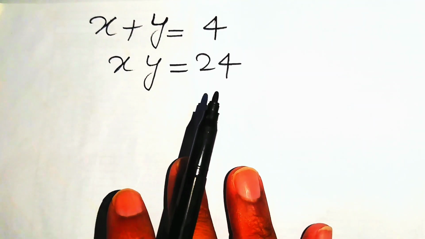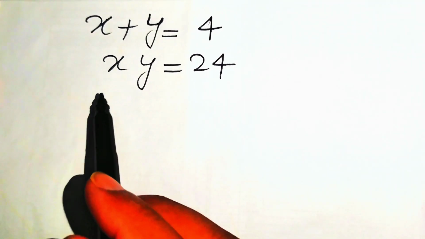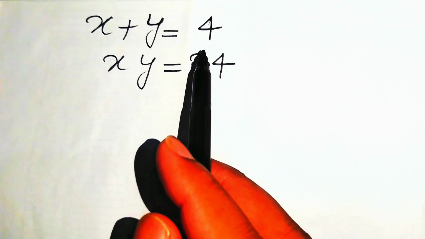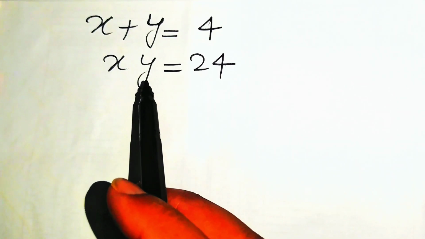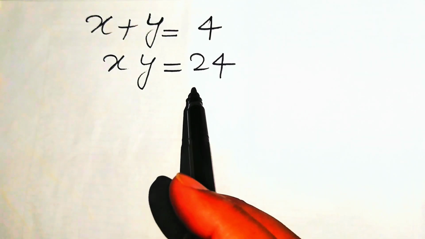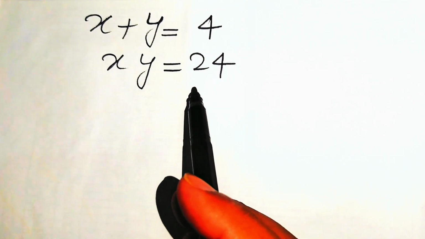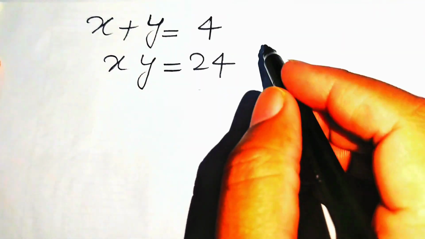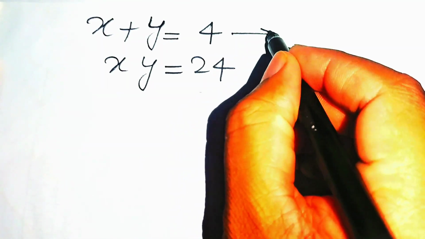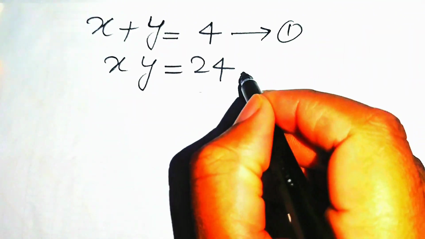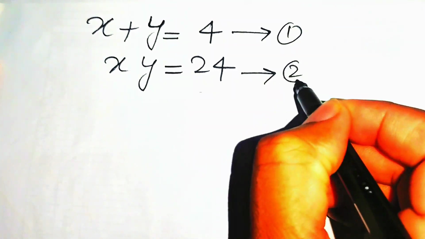Hello everyone, welcome to solve this math Olympiad algebra problem. Here we have x plus y equals 4 and x multiplied by y equals 24. Here we solve this problem for the values of x and y. First we call this equation number 1 and we call this equation number 2.